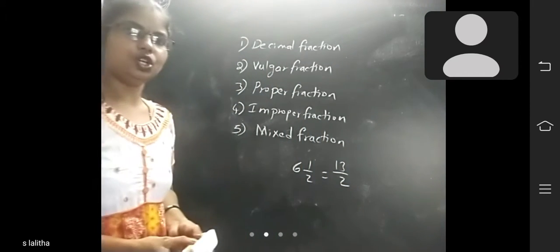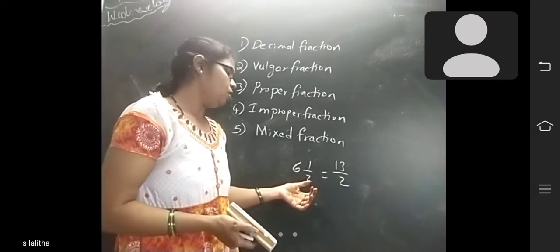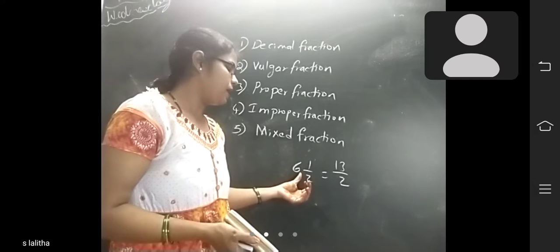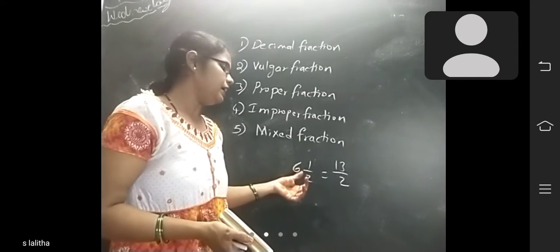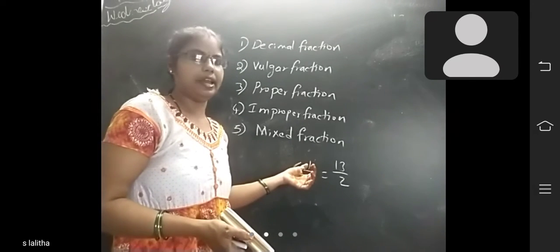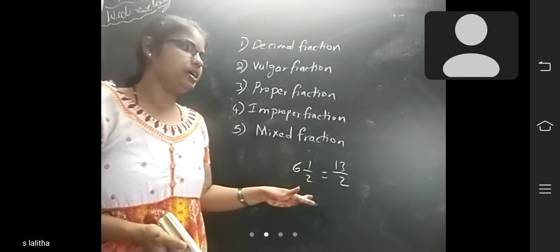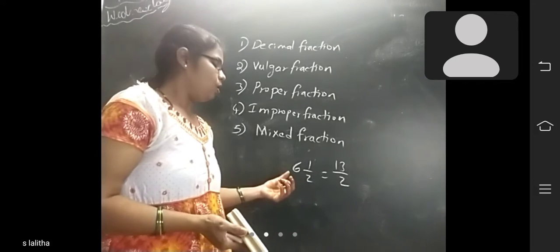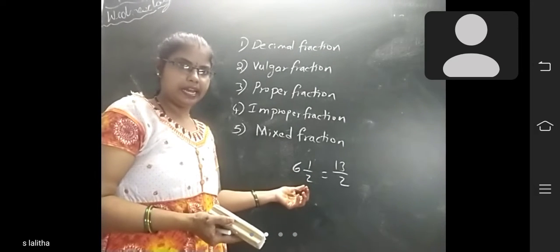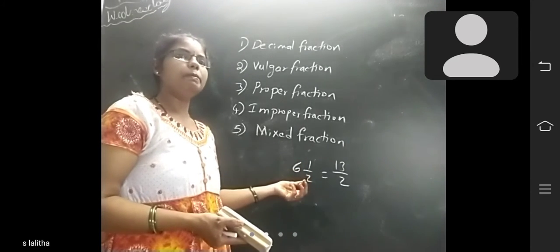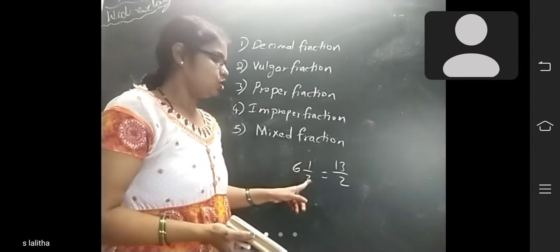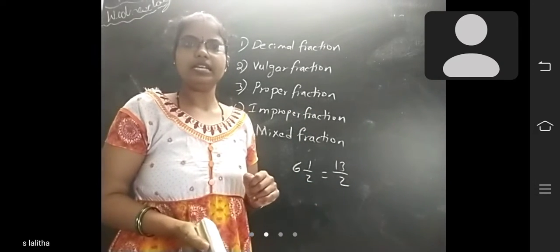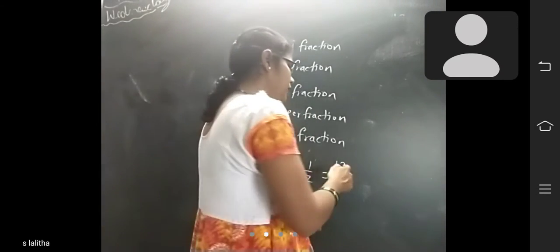So first what you should do? You should multiply whole number part with the denominator, and that product will be added to numerator. Did you understand how to convert mixed fraction to improper fraction? First you should multiply whole number part with the denominator, and that product will be added to numerator. So 2 6s are 12, 12 plus 1, 13 by 2. Did you understand, ma'am?